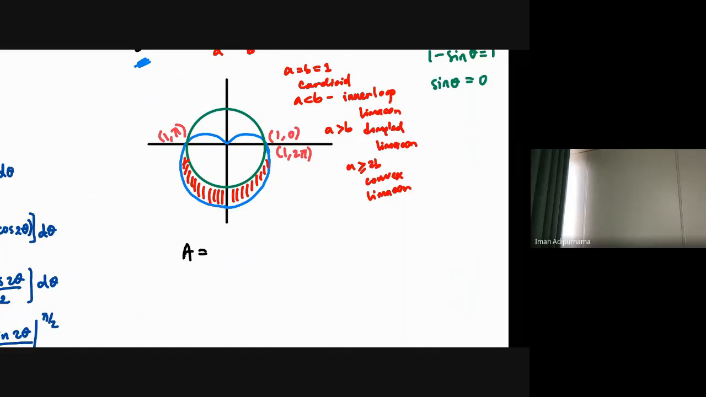Because we are going to go from here to here, I will select pi to 2 pi. So it will be the integration from pi to 2 pi of half, and then (1 minus sine) squared, and then minus 1. Okay, you get it? From pi until 2 pi, you need to subtract the cardioid with the circle.